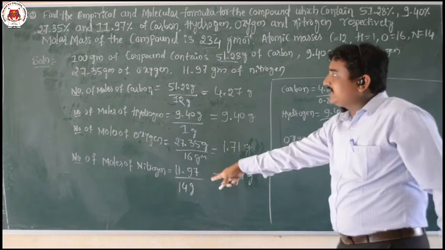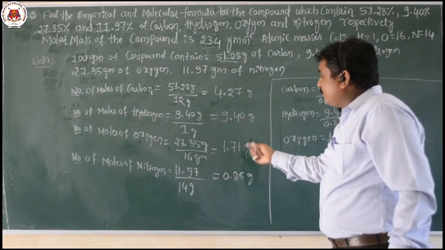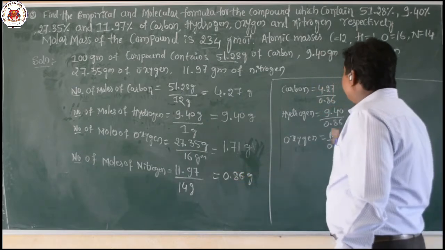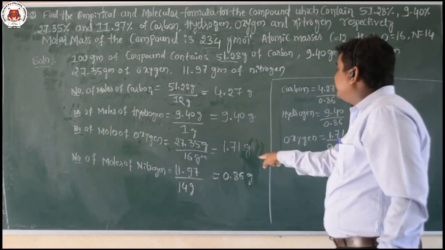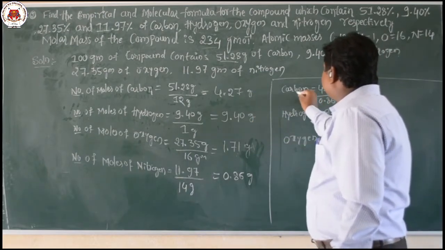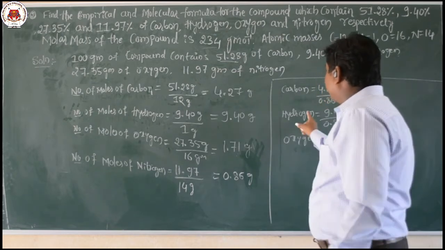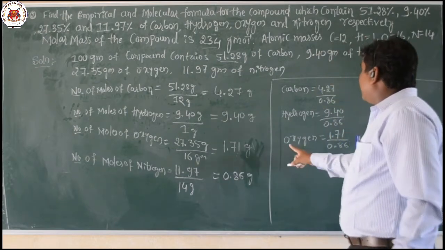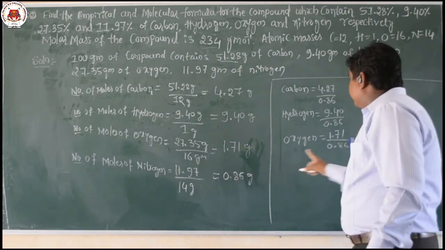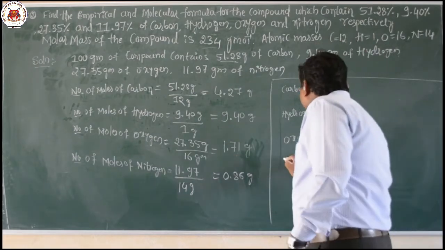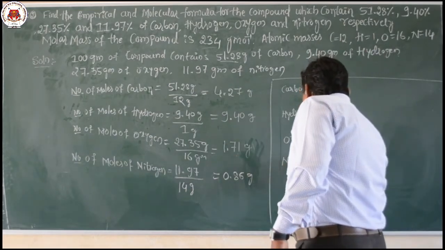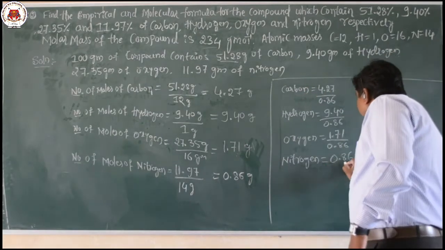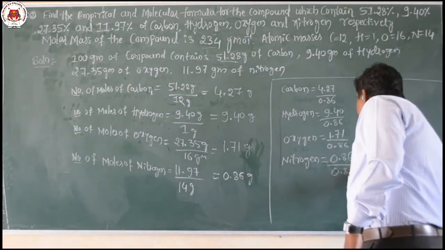After calculating the number of moles of each element, you have to find the smallest value of the number of moles. By taking this smallest value, you divide the number of moles of all the elements. So carbon 4.27 divided by the smallest value, hydrogen 9.40 divided by the smallest value, that is 0.86. Oxygen 1.71 divided by the smallest value. The last one, nitrogen, the value is 0.86, again divided by 0.86.